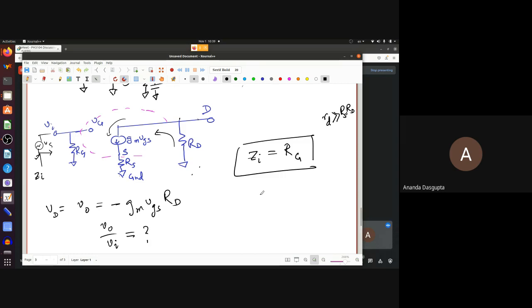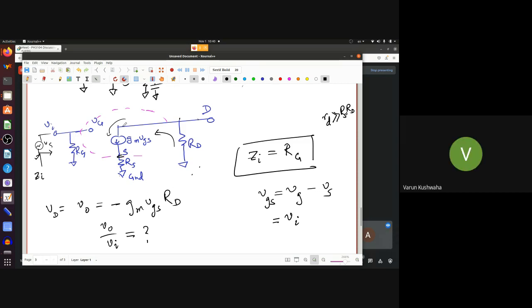So we need to relate VGS to VI. Once again, VGS is VG minus VS. How much is VG? This voltage? How much is it? It's exactly VI. It's directly connected to the input, so it's VI. But how much is VS? VS is not 0, as was the case in the previous example. VS is the voltage here. How much is that?